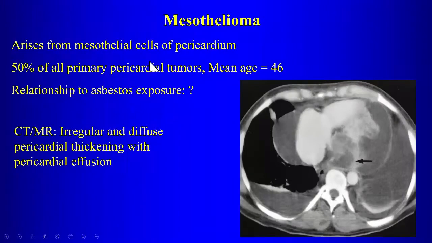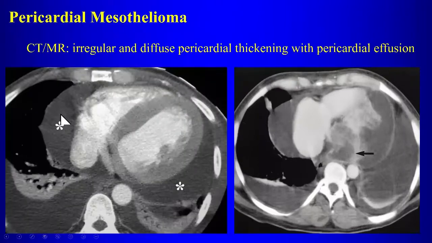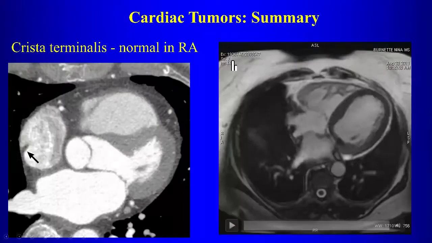So these arise from the mesothelial cells of the pericardium, and it's controversial whether there's any relationship of this to asbestos exposure. These are quite rare, so it's very hard to figure that out. But there's irregular thickening of the pericardium, pericardial effusion, and masses along the pericardium with mesothelioma. So very diffuse and irregular pericardial thickening with masses and with pericardial effusion. That's what we see with pericardial mesothelioma.